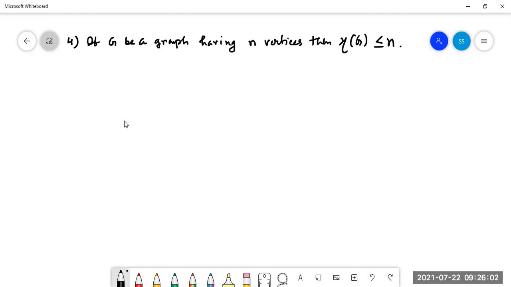Is it clear? What is the meaning of this line? Is it clear to everybody? Chi cannot exceed the number of the vertices of the graph.